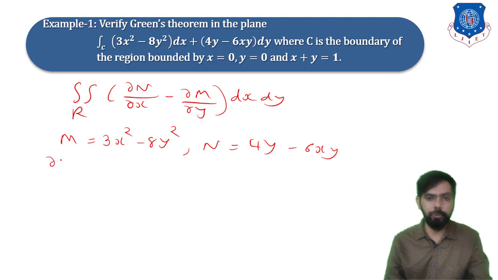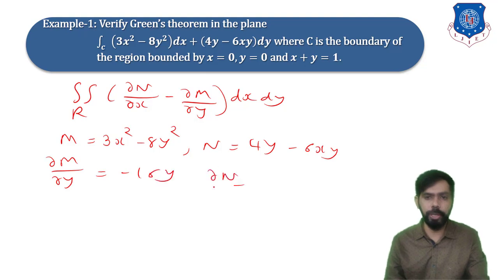Therefore here first of all we will have to find del m by del y. That means partial differentiation of m with respect to y. So x will be constant, therefore the derivative of 3x square will be 0, and the derivative of y square will be 2y into 8, so 16. So this will be minus 16y.